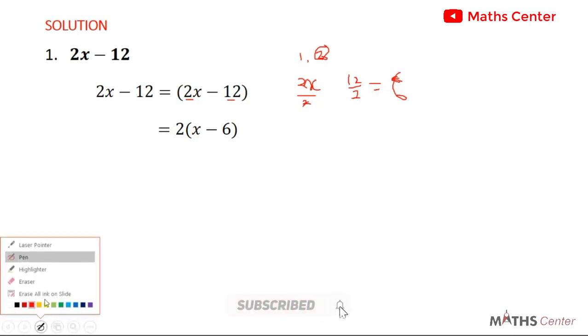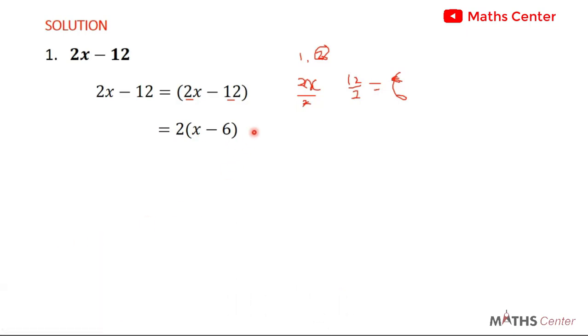Now we can see from here that if you expand this, you are going to get 2 times x to give us 2x, then 2 times minus 6 to give us minus 12. So after you factorize, if you expand it, you should get the expression that you began with in the first place. Let's move on to the second one.